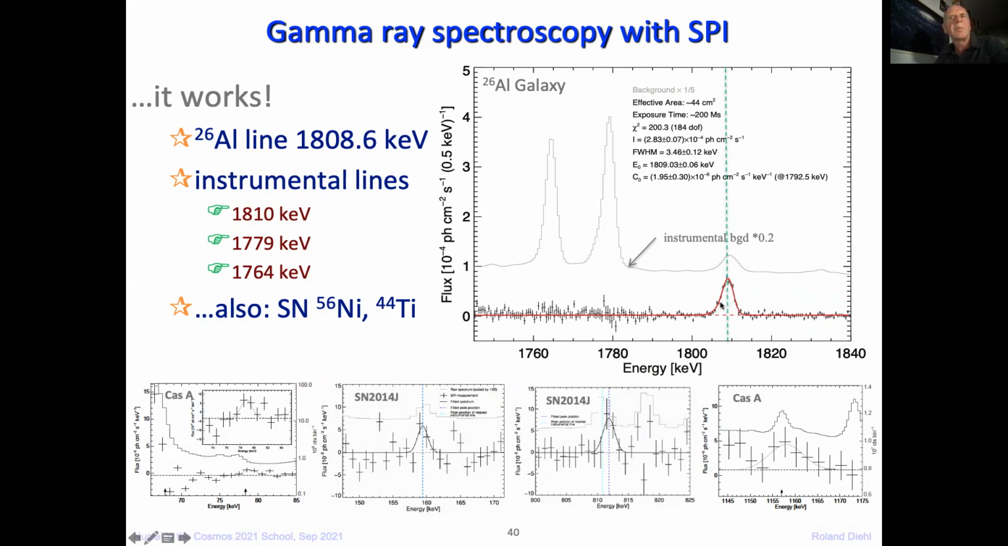The line shape is actually known to be broader than instrumental resolution. And you can see here in light gray a background spectrum that is suppressed by a factor of 5, and that also has a broad background line in the vicinity of this aluminum line. But you see from the line shapes that there is a clear distinction between what comes from the sky and what comes from the instrument.